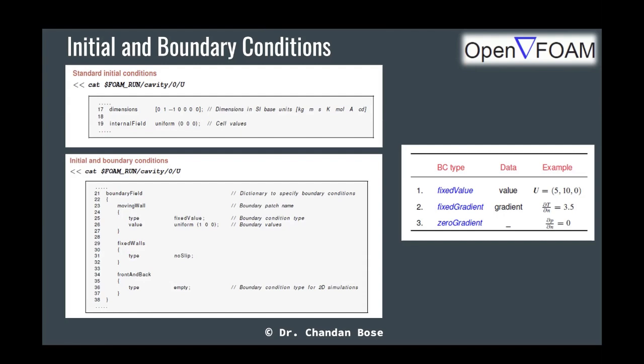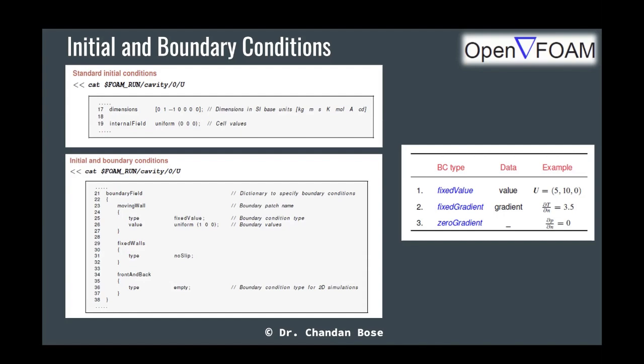So empty is the boundary condition class defined in OpenFOAM to tell the code that we do not solve the problem in that direction. And then in the fixed walls, we use no slip. In the moving wall, we use fixed value, uniform (1 0 0), which means all units are in SI in OpenFOAM. So we use 1 meter per second velocity in the x direction for the moving wall.